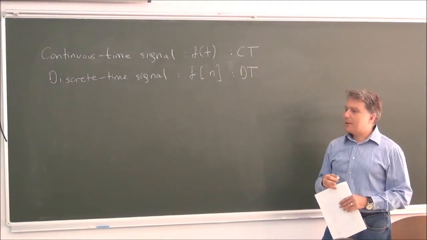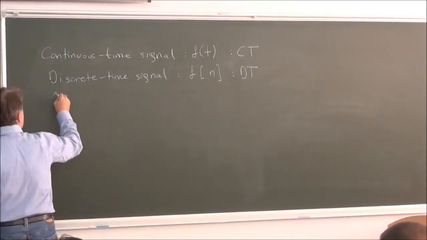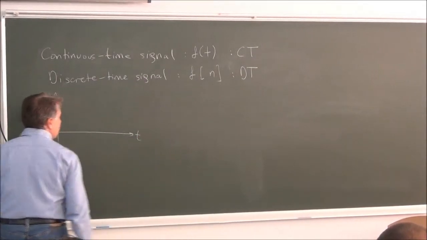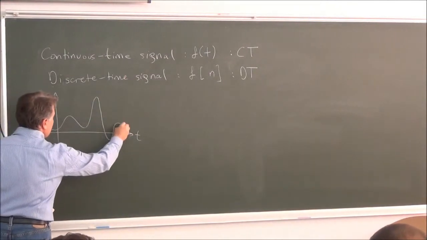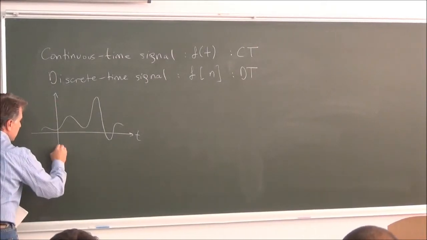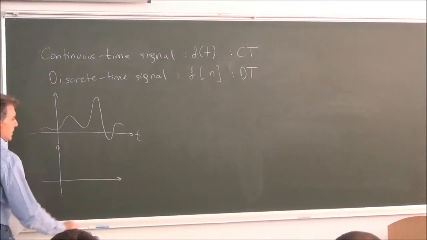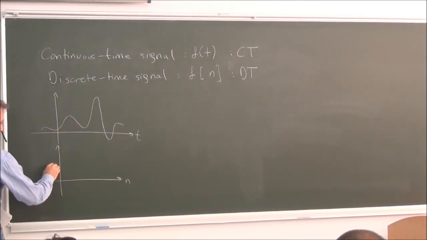And their plot representations will also be different. A CT signal could be plotted on a diagram like this. And a discrete time signal must be displayed on the discrete axis of n this time, and this n must only be integers. So how are we going to notate them? How are we going to draw those things? That is this.